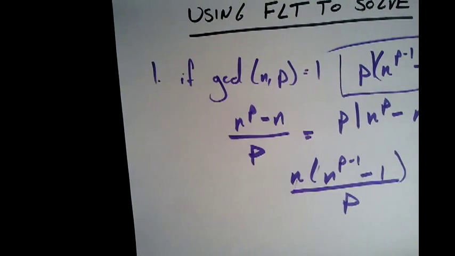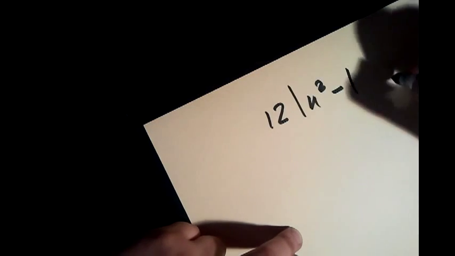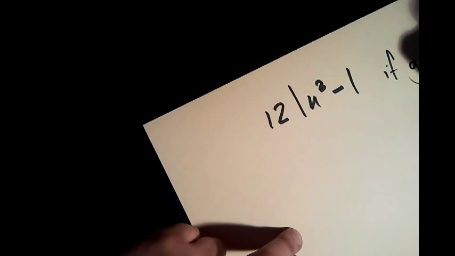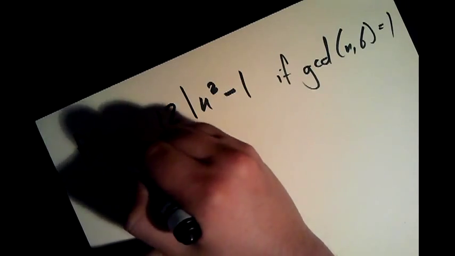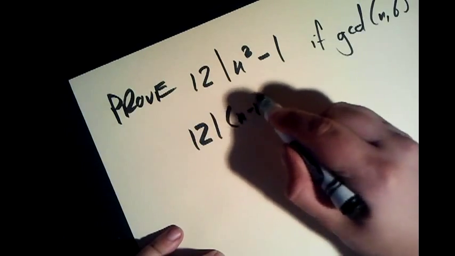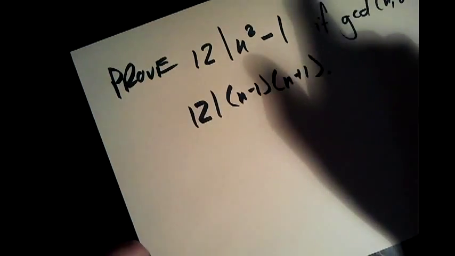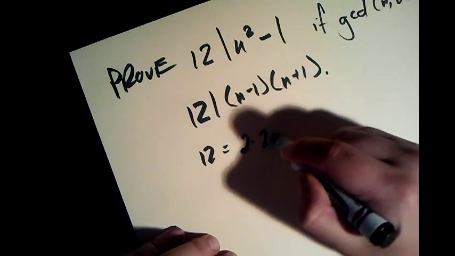Now, the second one that we're going to solve takes a little more effort, but it's not that difficult. So, if we get a piece of paper, we're going to try to prove that 12 divides n squared minus 1 if the greatest common divisor of n and 6 equals 1. Let's begin by factoring this. So we get n minus 1 times n plus 1. And what are the factors of 12? The factors of 12 are 2 times 2 times 3.